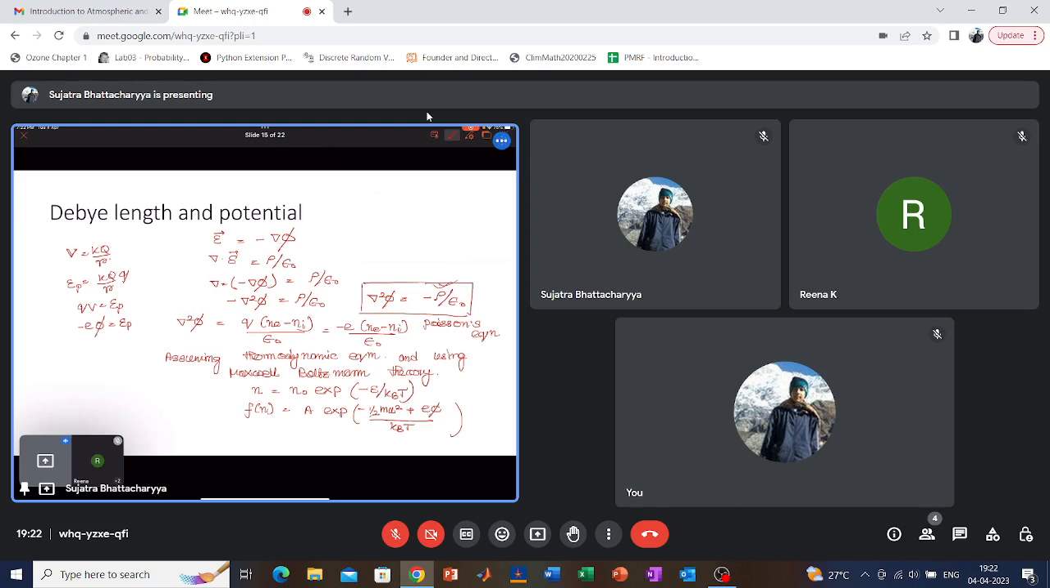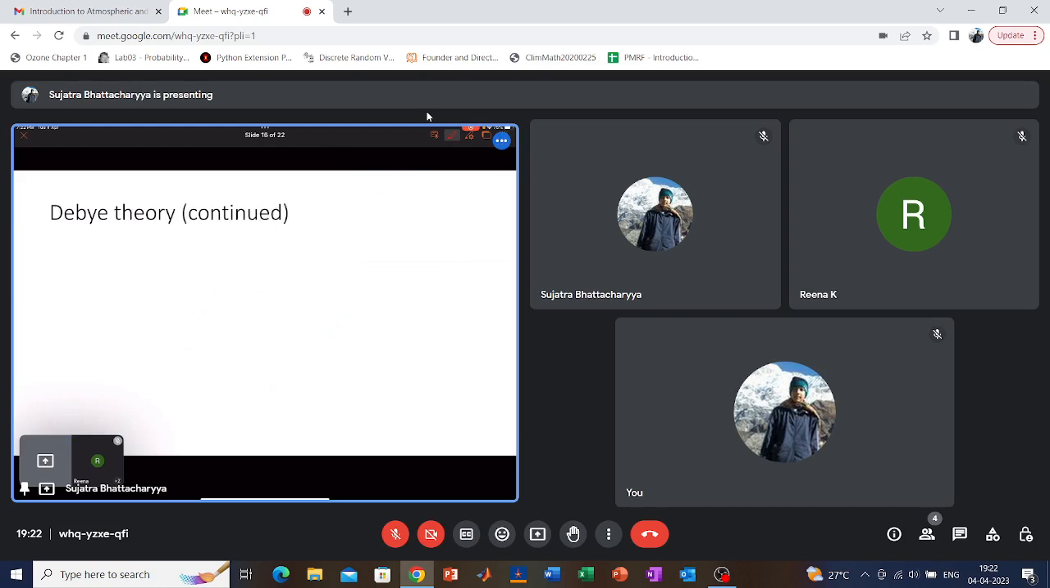Now, we will say that the ions, Ni, is always equal to N naught. What about N electrons? These N electrons will be the original number of things when no charges were introduced, which is nothing but N naught.